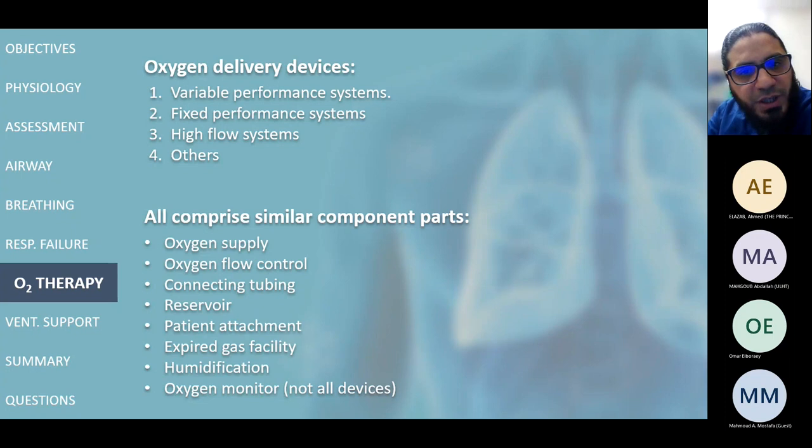All these devices share component parts. It needs an oxygen supply. There will be a flow meter attached to it. There will be connecting tubes from the oxygen source to the patient. They will have some sort of a reservoir, and of course there will be a port attached to the patient. There will be some sort of mechanism of allowing the expired gas to be eliminated. There will be some sort of humidification, and sometimes you can have an oxygen monitor on it.